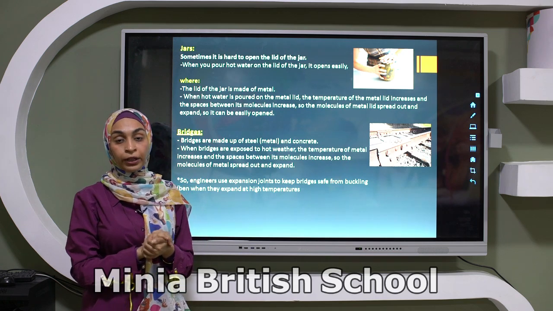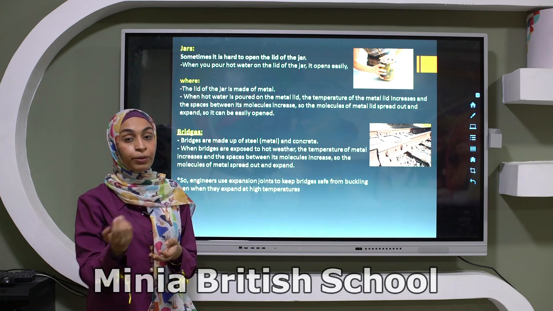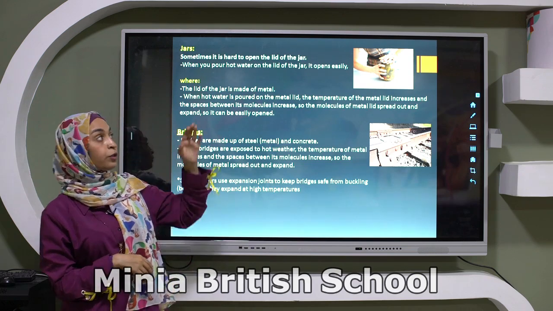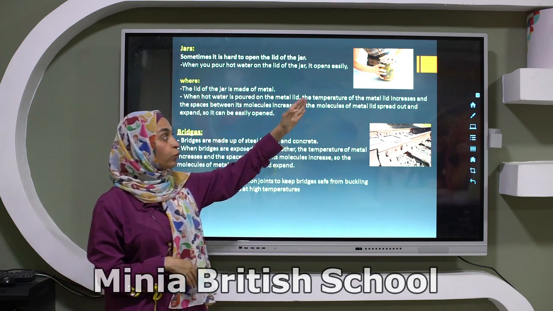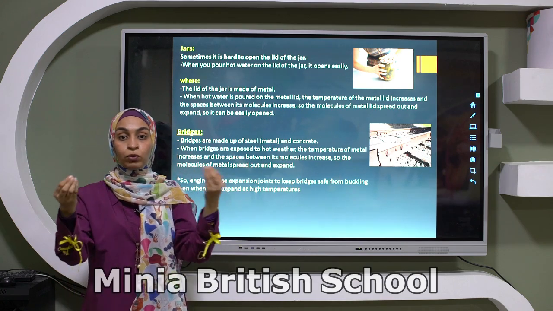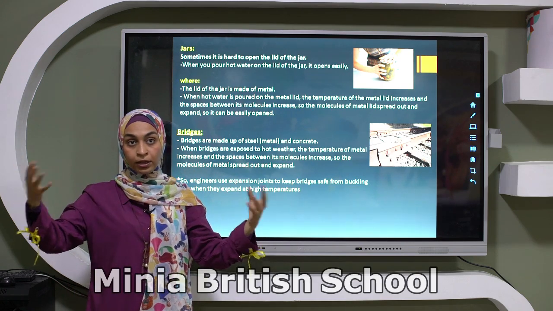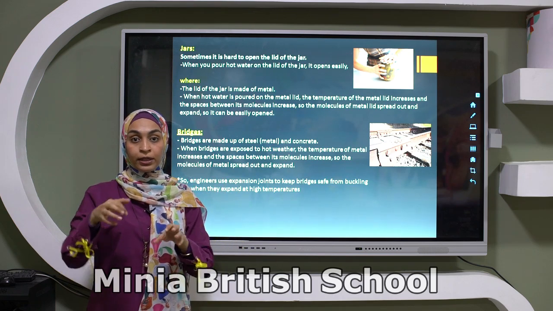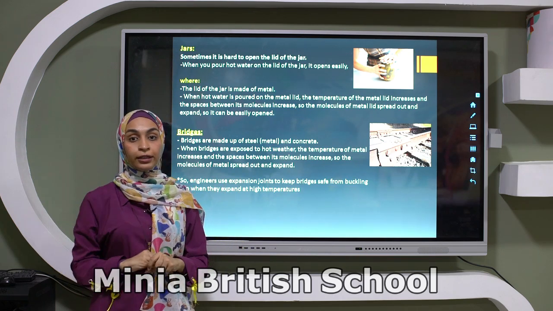And because the lid is made of metal, and we know that metals expand by heating and contract by cooling, after pouring the boiling water or the hot water on the lid, the spaces between its molecules increase and they move very fast, and at this moment it can open the jar easily.